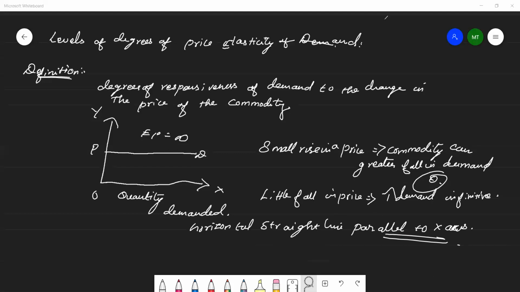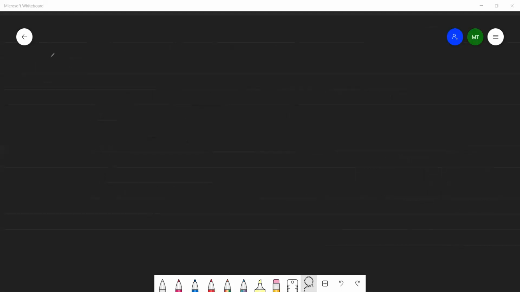Next one is perfectly inelastic demand. EP is equal to 0. When there is no change in the demand for a product due to the change in the price.